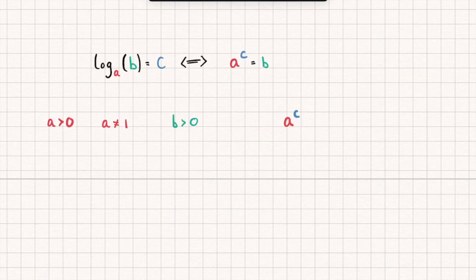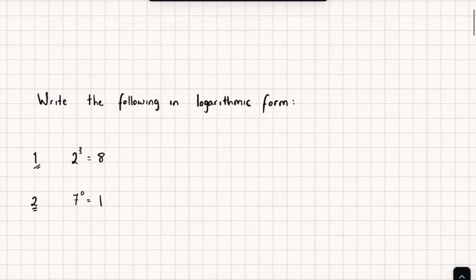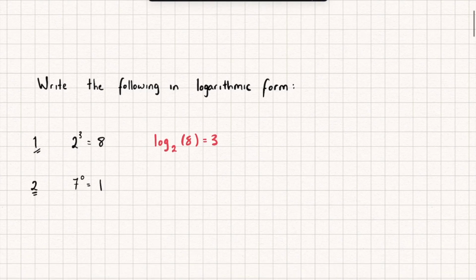Let's look at a couple of questions where we're switching between logarithmic and exponential form, and this is going to show us an important rule as well. You can see here we've got the following equations in exponential form. Let's write them in logarithmic form. The first one, 2 cubed is 8. That means that log base 2 of 8 is going to equal 3. The first one's pretty straightforward. The next one, we've got 7 to the power 0 is 1, so log base 7 of 1 is going to equal 0.